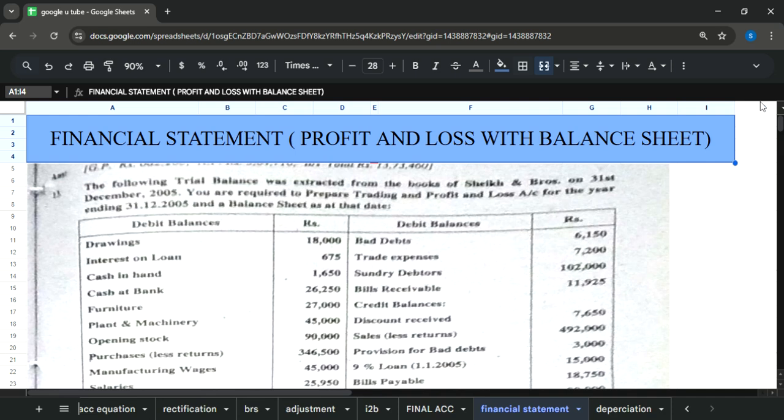Today's target is to solve question number 7, but the number appearing over here is 13. That is unconcerned because we are taking different questions from different books to understand different aspects of financial statements and their adjustments. As you can see, our topic is financial statements. We will make the profit and loss statement and the balance sheet.